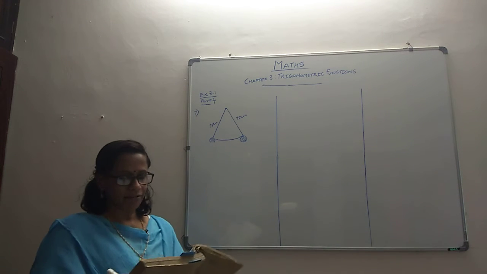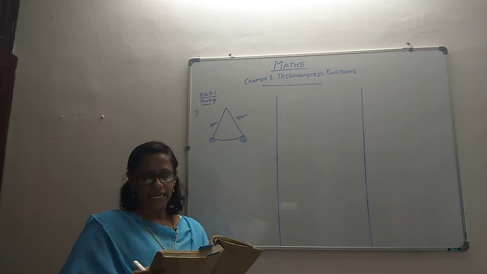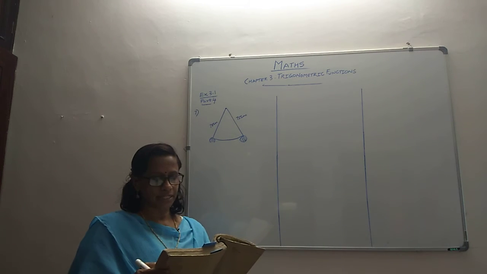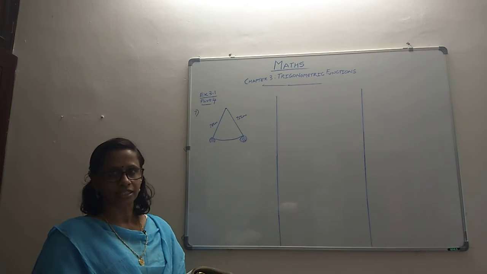The question says: find the angle in radian through which a pendulum swings if its length is 75 centimeter and the tip covers an arc of length. They give you 3 subparts for it.